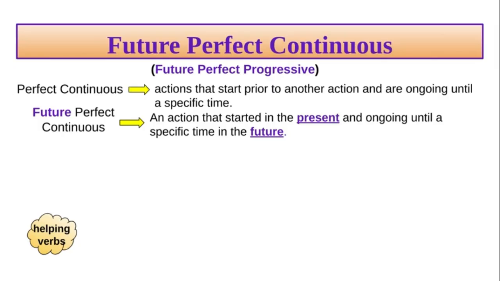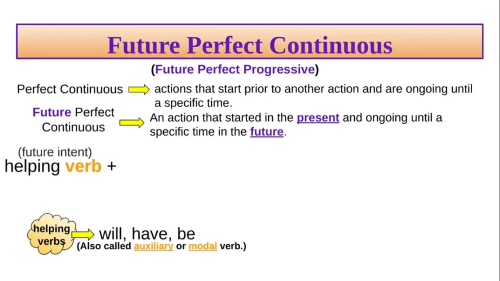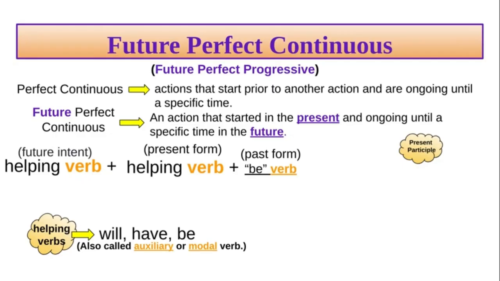To conjugate the future perfect continuous, we need 3 helping verbs. The helping verb will, have, and be. The combination of the helping verb will to communicate future intention, the present form of the helping verb have, the past form of the helping verb be, and the present participle of our regular main verb. That's how we're going to conjugate the future perfect continuous.